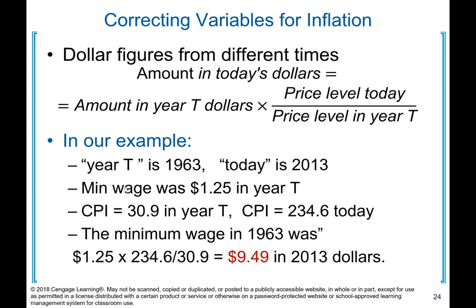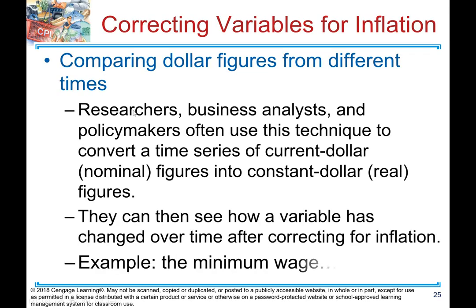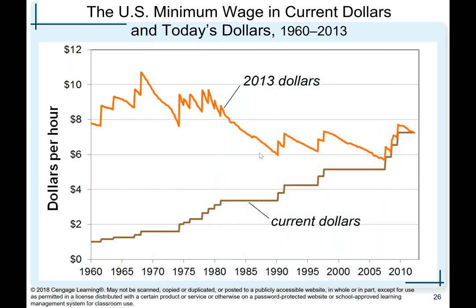So $1.25 in 1963 had the same purchasing power as $9.49 in 2013. Okay. Comparing dollar figures from different times, researchers, business analysts, and policymakers often use this technique to convert a time series of current dollar nominal figures into constant dollars, or what we call real figures. They can then see how a variable has changed over time after correcting for inflation. For example, minimum wage. Okay.